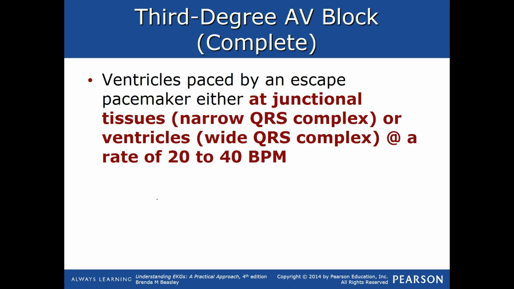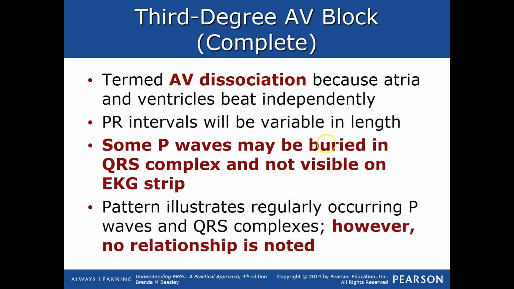So the ventricles are paced by an escape pacemaker, so junctional or even in the ventricles. Sometimes you'll see a really bad rate of that, like 20 to 40, talking about ventricular rate. Sometimes you might hear AV dissociation. If you remember when we talked about drugs, that dissociation was the two didn't really talk well together. The atria and the ventricles, they're completely not talking to each other. So they beat independently. Here's the other point. PR intervals will be variable in length. So they are going to be irregularly irregular.